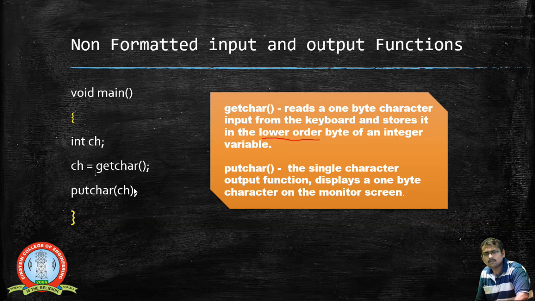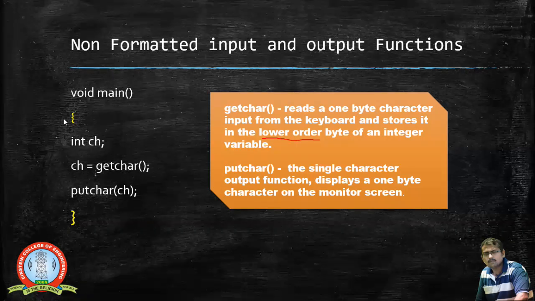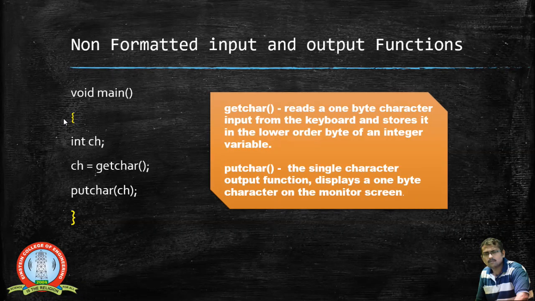Now this putchar function is a single character output function, and it will display the character, that is the 1 byte of character, on the monitor screen. So this is an example of non-formatted input and output functions.